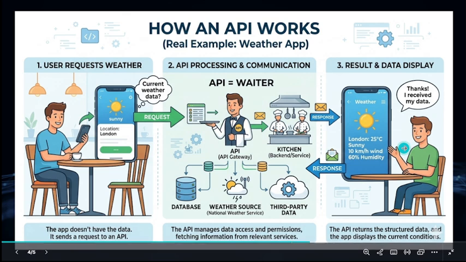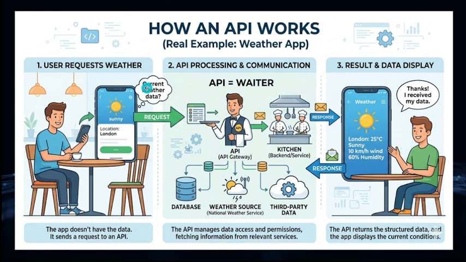Now, let's see a real example. When you use an app like a weather app, the app doesn't have the data by itself. It sends a request to an API, and the API returns the data, like temperature or weather condition. So every time you open the app, it communicates with an API.